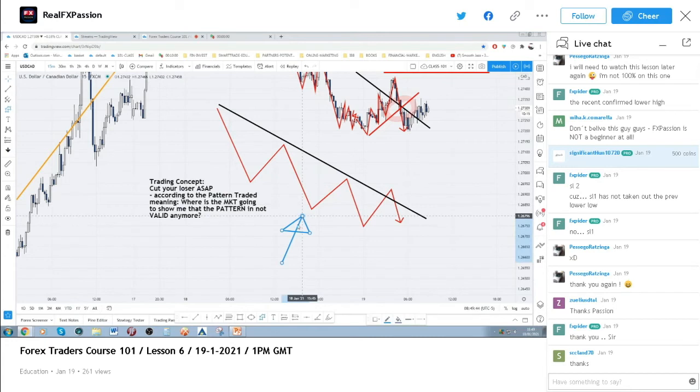So what are we shorting right now in this example? Are we shorting a down market wave? Are we shorting a down market structure? Or are we shorting this short-term downtrend? What's the pattern?